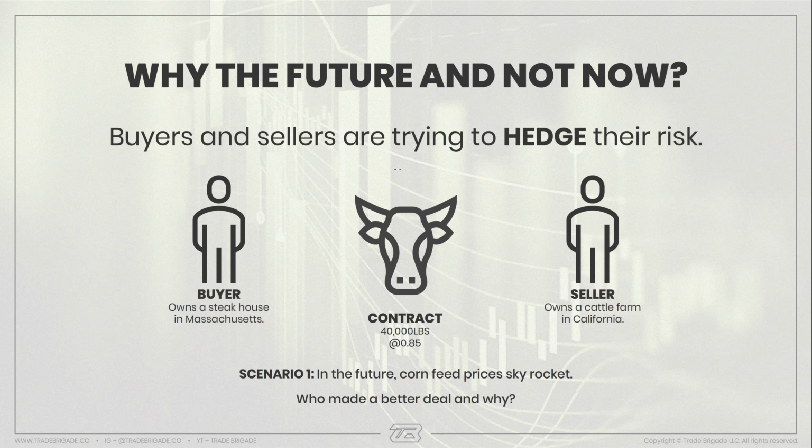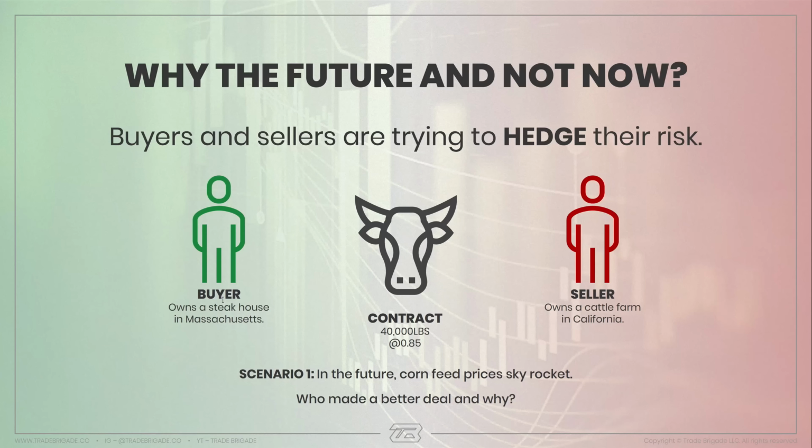So in scenario number one, let's say in the future, corn feed prices go way, way up. Who would be making a better deal and why? Just take a second to think about that. From the farmer's perspective, if corn feed prices go up, what are they going to have to do to their beef prices? And if the beef prices go up, what does the buyer, in effect, have to do? So think about those two options.